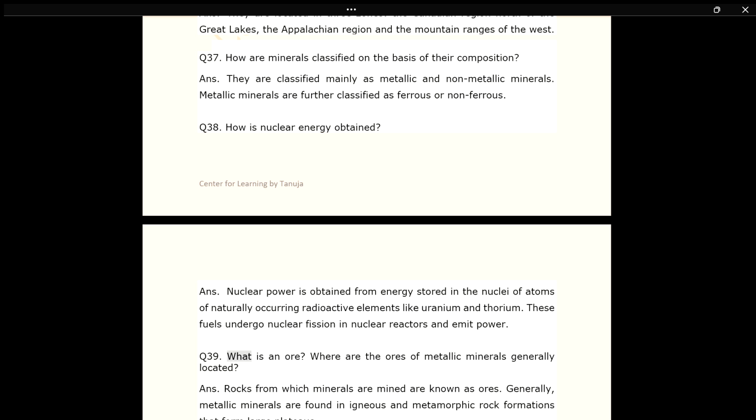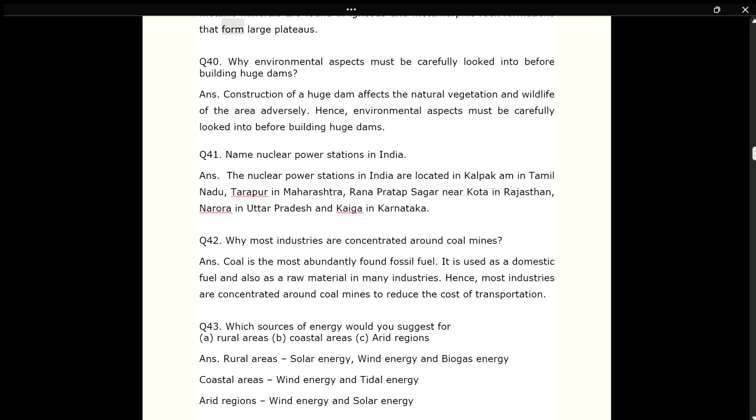Q39. What is an ore? Where are the ores of metallic minerals generally located? Ans. Rocks from which minerals are mined are known as ores. Generally, metallic minerals are found in igneous and metamorphic rock formations that form large plateaus.